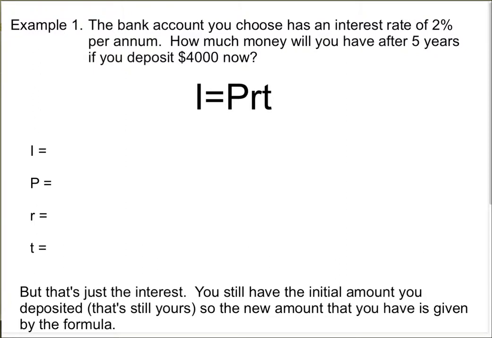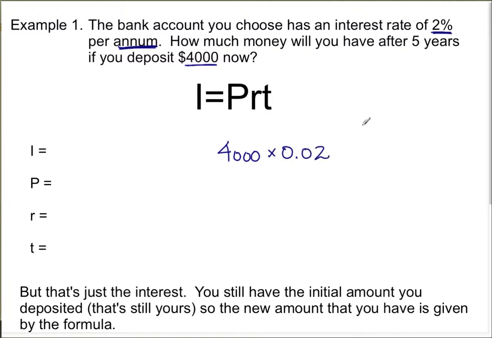Now, here's an example. The bank account you choose has an interest rate of 2% per annum. How much money will you have after 5 years if you deposit $4,000 now? Now, I have the formula down there, but we're going to try and use common sense to start with. This says that I earn 2% per year. Well, what's 2% of my money? Well, I have $4,000 and I'm going to earn 2% of that back, so 0.02.